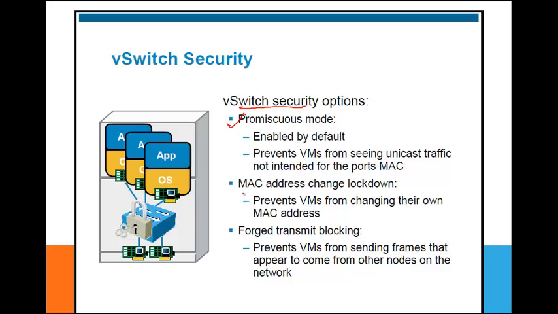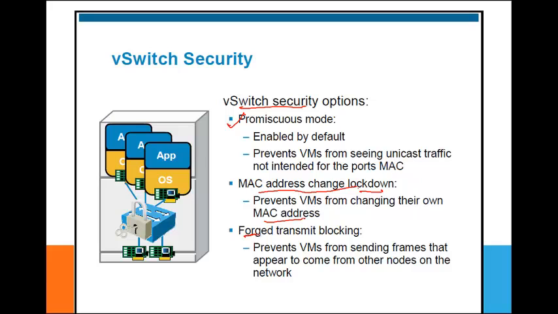The second type of VM security is MAC address change lockdown, meaning it will not allow anyone to change the MAC address manually. It prevents VMs from changing the assigned virtual MAC address. So it's like statically binding the MAC address to VMs. It won't allow a new MAC address. It won't allow the MAC address to be changed, because in VMware we can change the MAC address, but it won't allow it if the MAC address change lockdown option is selected. That's the second security.